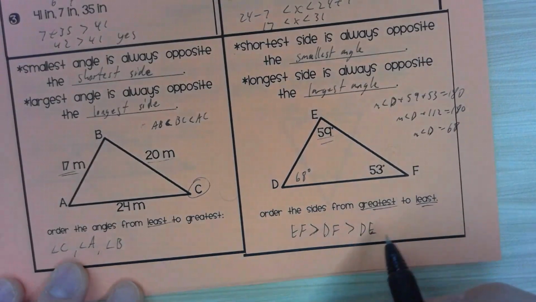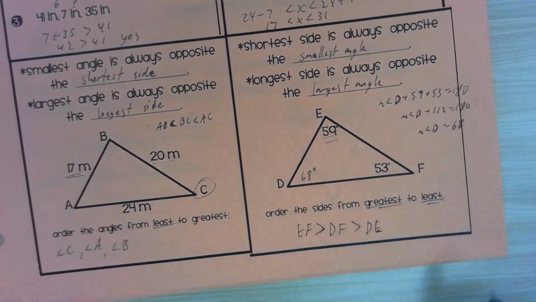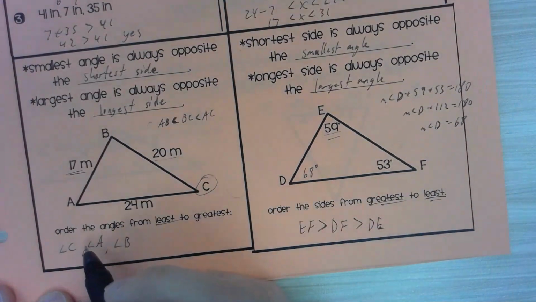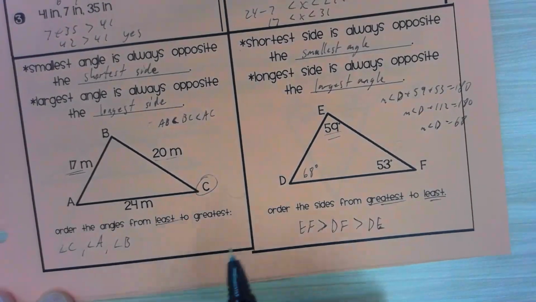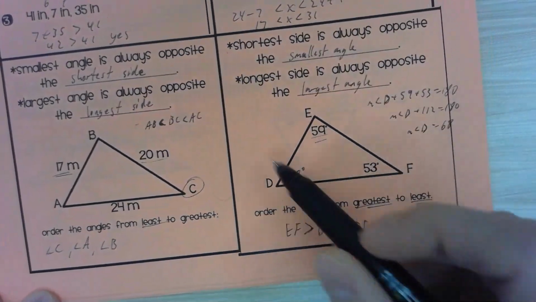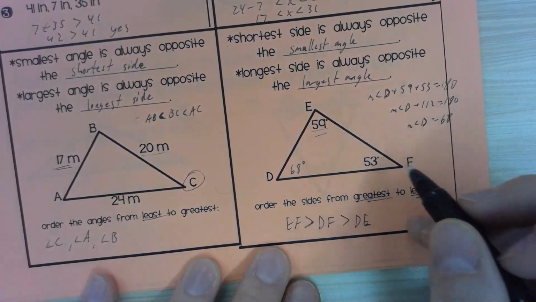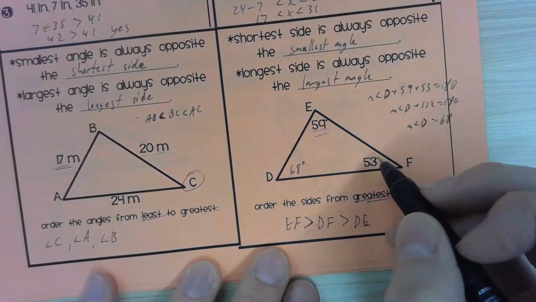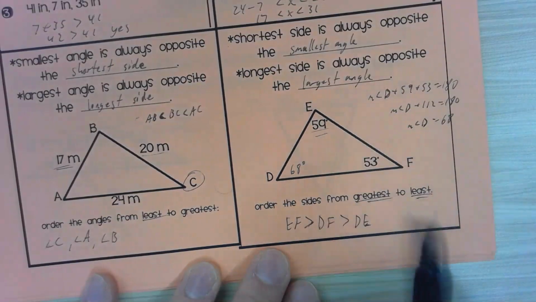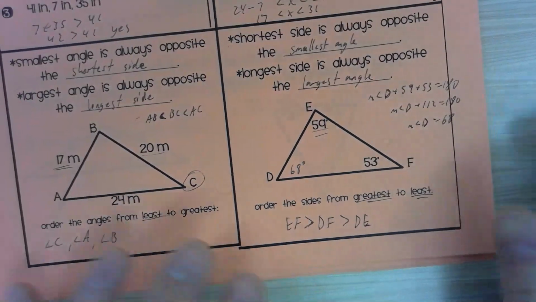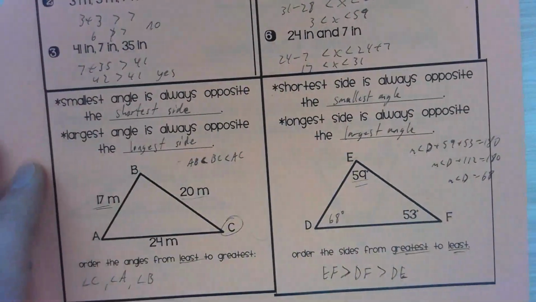Okay, so we can decide on how big the sides are based on the angles. We can decide on how big the angles are based on the sides, and it doesn't require knowing the measurements. Like here, we don't know how long the sides are. This could be really small, this could be really big. But as long as we know the order of the angles, we can determine the order of the sides. Pretty cool. So that's that one.